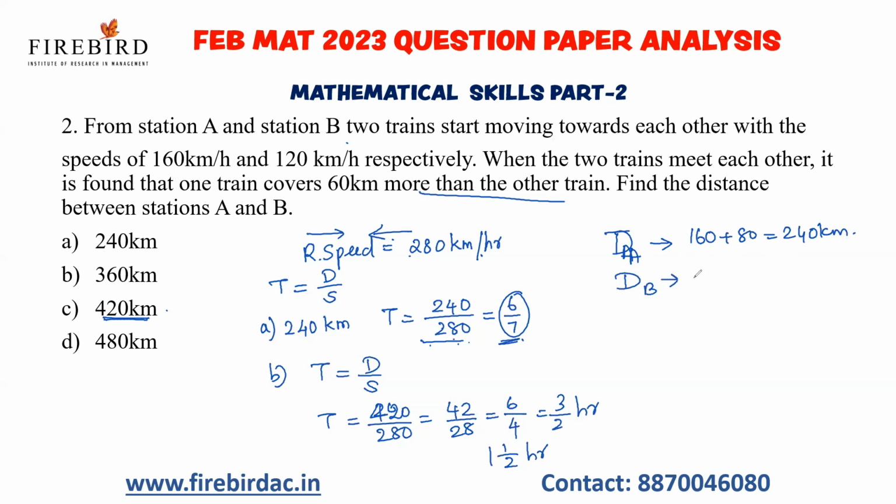Okay, now what is the distance covered by B in this 1 hour? 120 plus 60. What is 120 plus 60? 180. So what is the difference? The difference between the two trains, the distance between the two trains, is what? 60 kilometers.